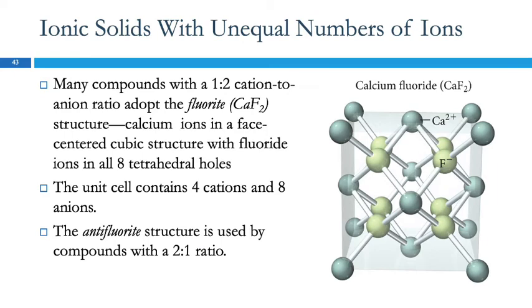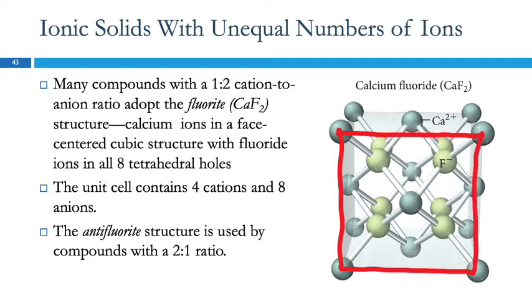Here we've got a 1-to-2 cation-anion ratio. And this is known as the fluorite structure. Again, what's going on here? Well, I'm going to look at this time the calcium ions because that's what they're showing at the corners. So that's a face, and this is again centered on the face. So it's face centered using the calcium, and then the fluoride ions are in tetrahedral holes.